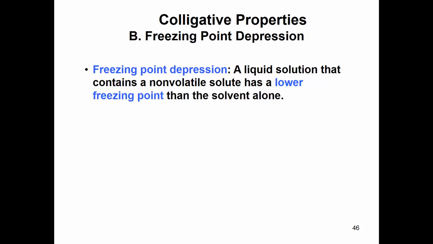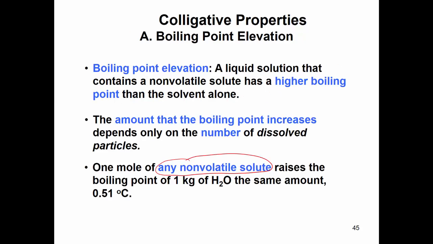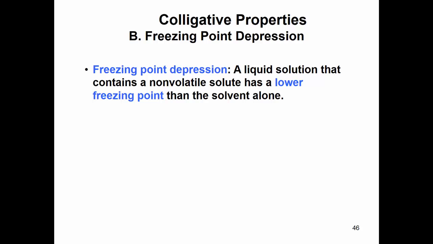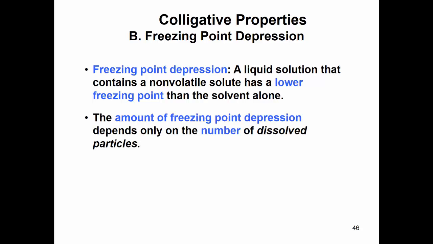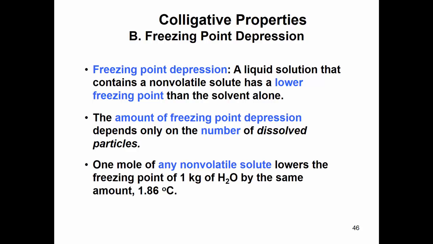Okay, freezing point is sort of the same idea. A liquid solution that has a non-volatile solute is going to have a lower freezing point than the solvent alone. So boiling point is going to be higher when you add non-volatile solutes, and the freezing point is going to be lower when you add non-volatile solutes.